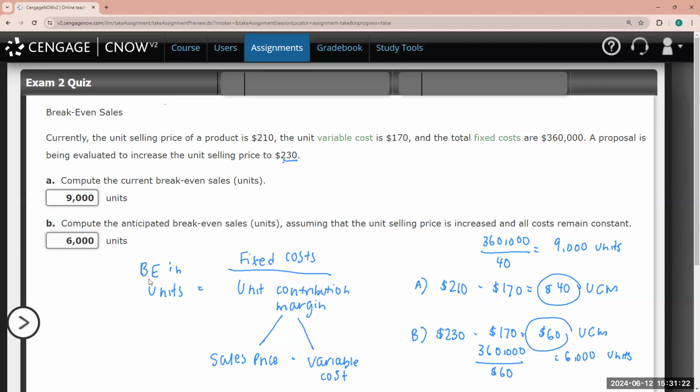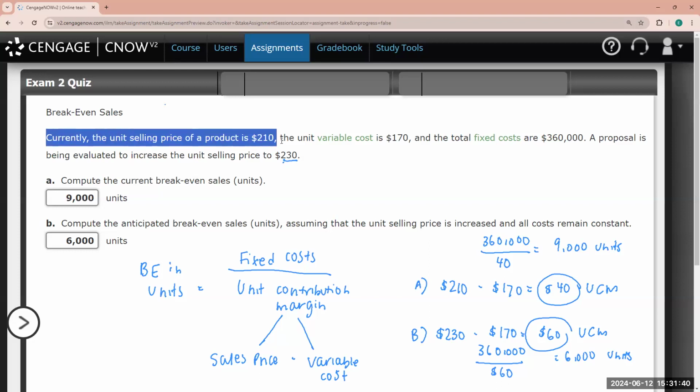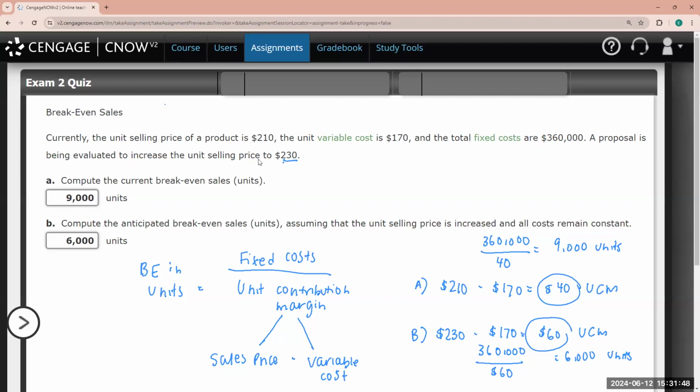So again, just keep in mind when we're dealing with the break even, it is the fixed costs divided by the unit contribution margin. And the unit contribution margin is our sales price minus our variable cost. In the first example, A, it says compute the current break-even sales. So we use the current selling price, where it says currently it's selling for $210. And in part B, we use the increase in selling price, which we see here, increase the unit selling price to $230. So A uses the current sales price, B uses the proposed increase in price.